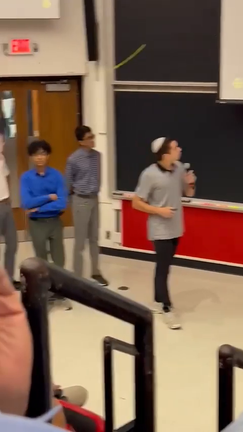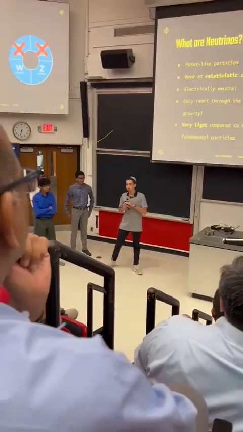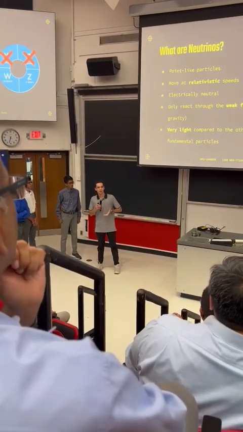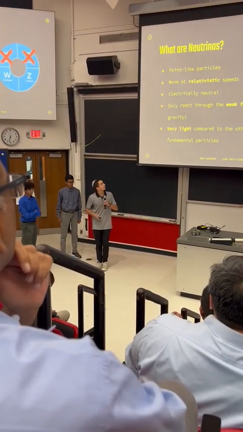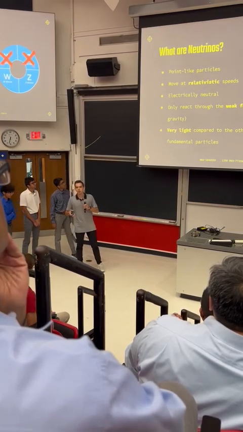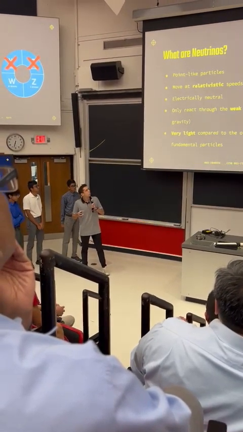Yeah, so just a bit of a basic overview of what neutrinos are. I'm just going to give you some properties, and then we're going to talk more about exactly what they mean. So first of all the particles we're going to be talking about today are point-like particles.